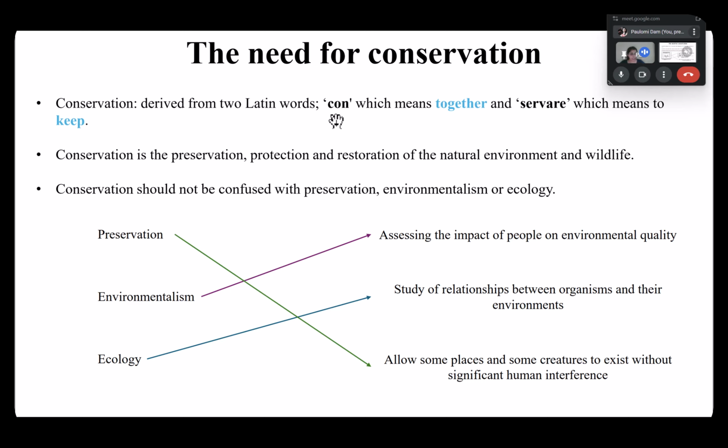So conservation, if you break the word, it becomes con and servare. So con means together, servare is to keep. So together you are trying to upkeep or keep nature the way it was. So conservation is basically, if you take it together, preservation, protection, and restoration of the natural environment and wildlife.